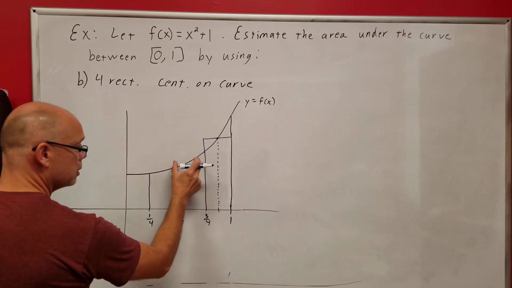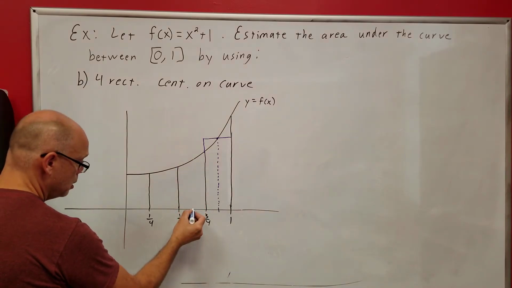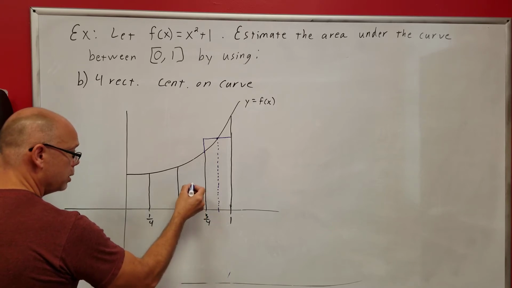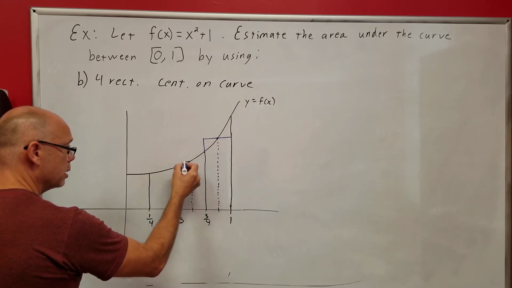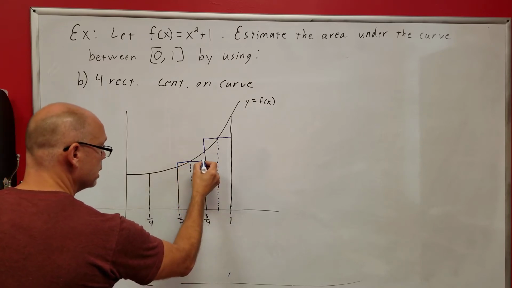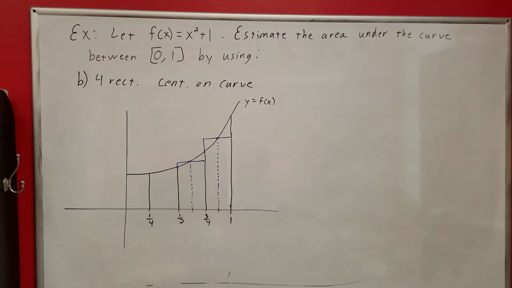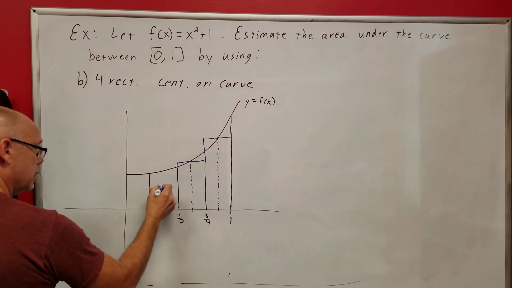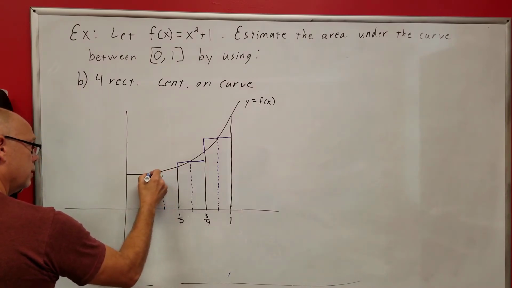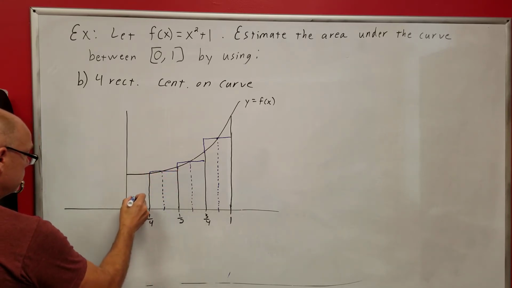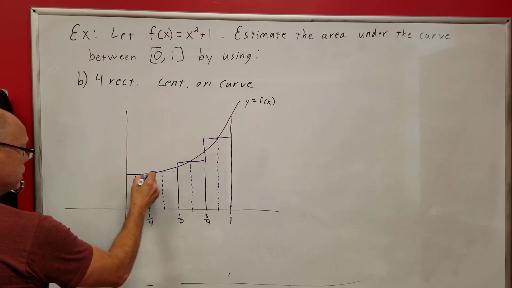Same thing for the rectangle that's going to be formed here. Go to the center of this interval right here. Go up until you hit the curve, and then go left and go right and form you a rectangle. Same thing here. Center of what will be a rectangle. Go left and go right. Center, go up, go left, and go right.